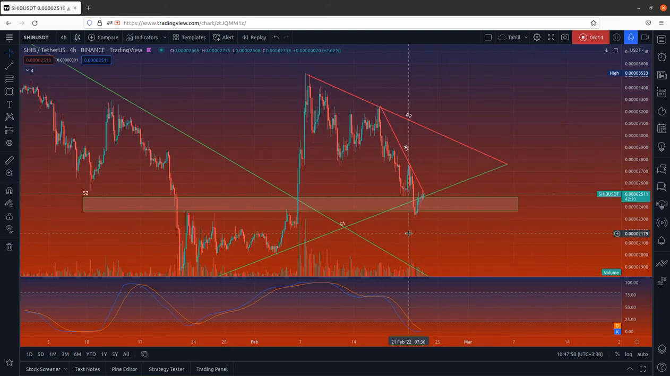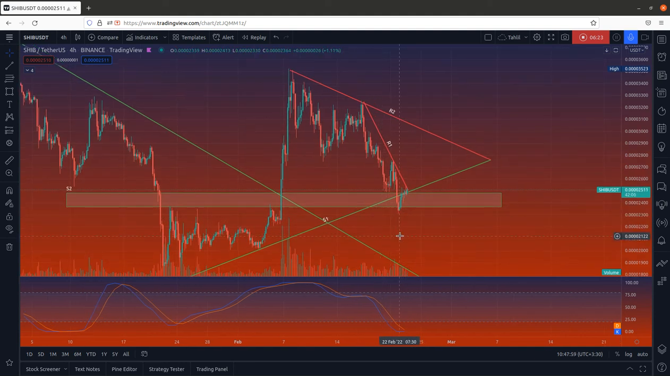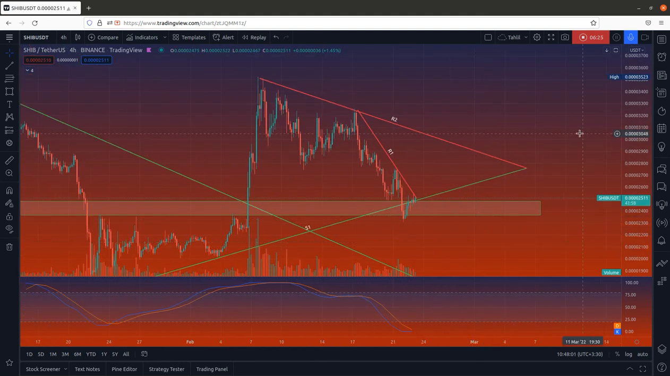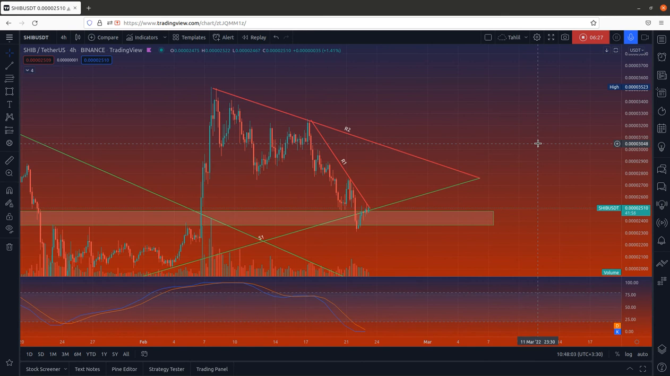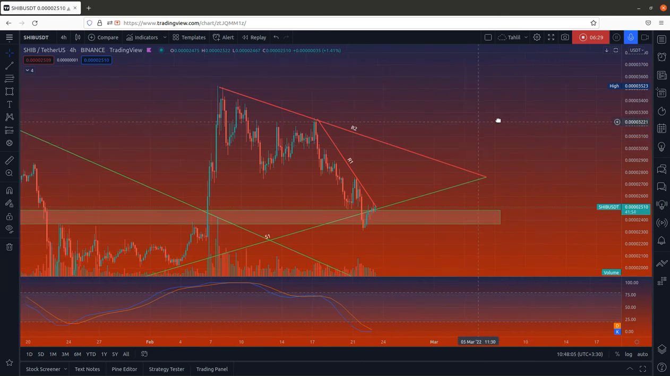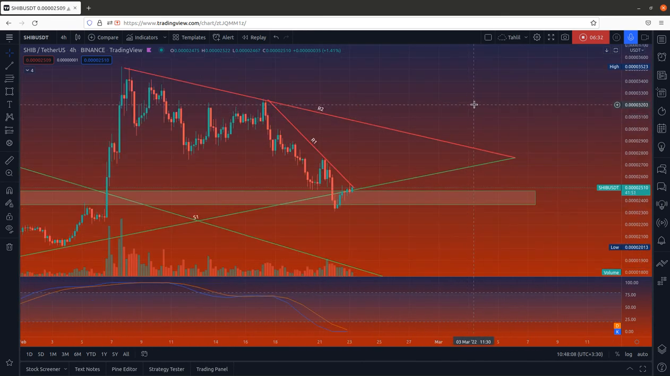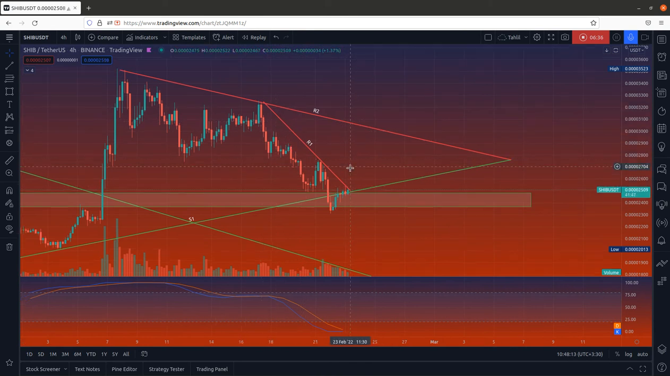And up until now, the price is at the confluence of S1 and S2. It can be considered a pullback to the S1 because it is broken. And now we have two scenarios for the price. If the price is able to break the R1 line, this is the first resistance for the price. If it is able to break this line, the price can go up to the next resistance which it has, which is this one.